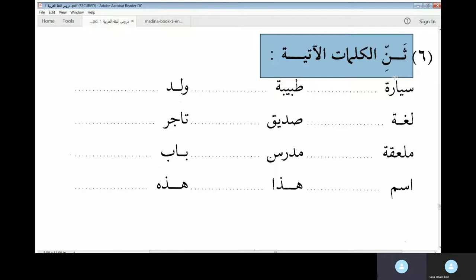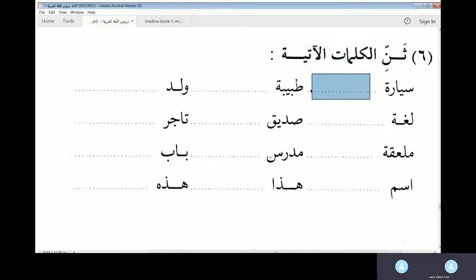Make the following words duals. Sayyaratun, sayyaratani, a car, two cars. Tabibatun, tabibatani. A female doctor, two female doctors. Waladun, waladani, son and two sons. Lughatun, lughatani, language, two languages. Sadiqun, sadiqani, friend, two friends. Tajirun, merchant, tajirani, two merchants.